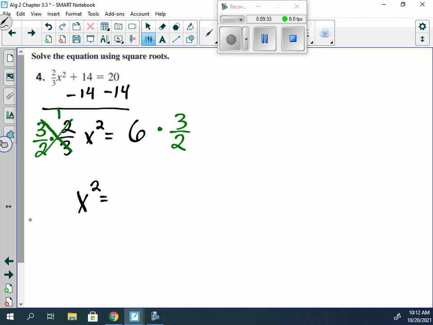6 divided by 2 is 3. 3 times 3 is, because we could do 6 times 3, which is 18, and then divide by 2. A lot of the times I like doing, if we can divide evenly, I'll do that first and simplify down, and then multiply together. Either way works. X squared is by itself, so we would square root both sides, so x is equal to what?